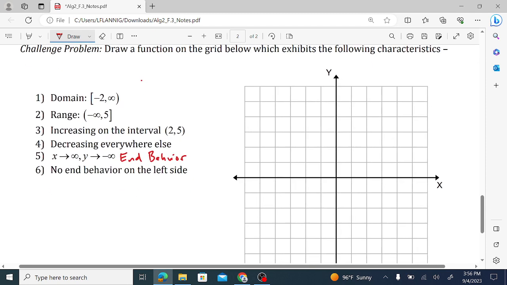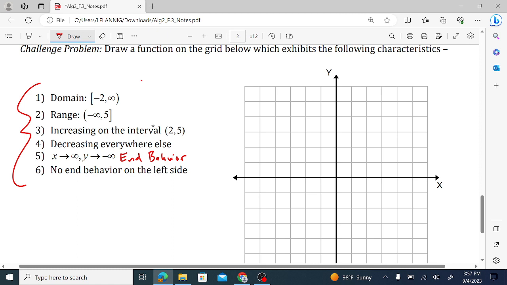What I want you guys to do is try this problem on your own. There are many different ways you can draw this, so it might not look exactly like mine, but as long as it follows these 6 rules, it's okay. And you can check with a friend to make sure your graph meets all 6 of these criteria. Go do that on your own, pause the video, check it with a friend, and then after you're done, come back, unpause the video, and go ahead and look at mine to see if you think it's good. So pause and then start when you're ready.